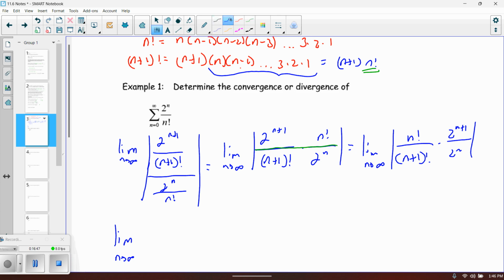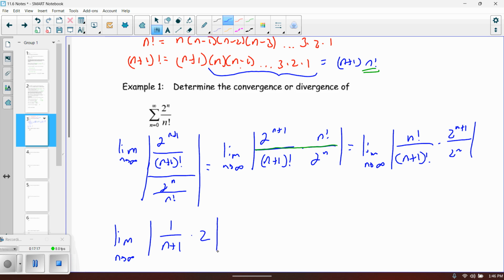So what we have is 1 over n plus 1 when we simplify that first fraction. And in the second fraction, 2 to the n plus 1 divided by 2 to the n, I have common bases. The base is 2. So when we divide common bases, we subtract the exponents. Well, n plus 1 minus n is just going to leave you with a 1. So really, I have times 2 to the first power, or just times 2.